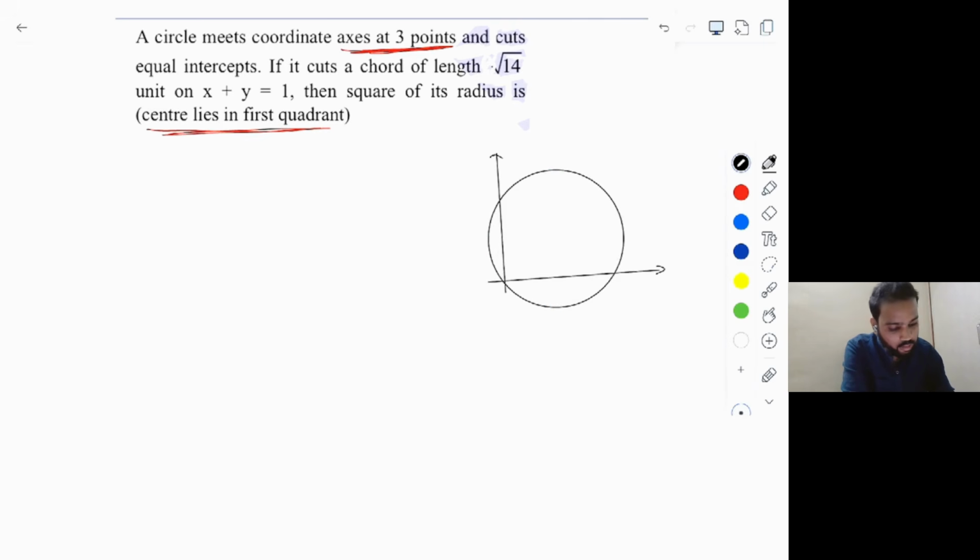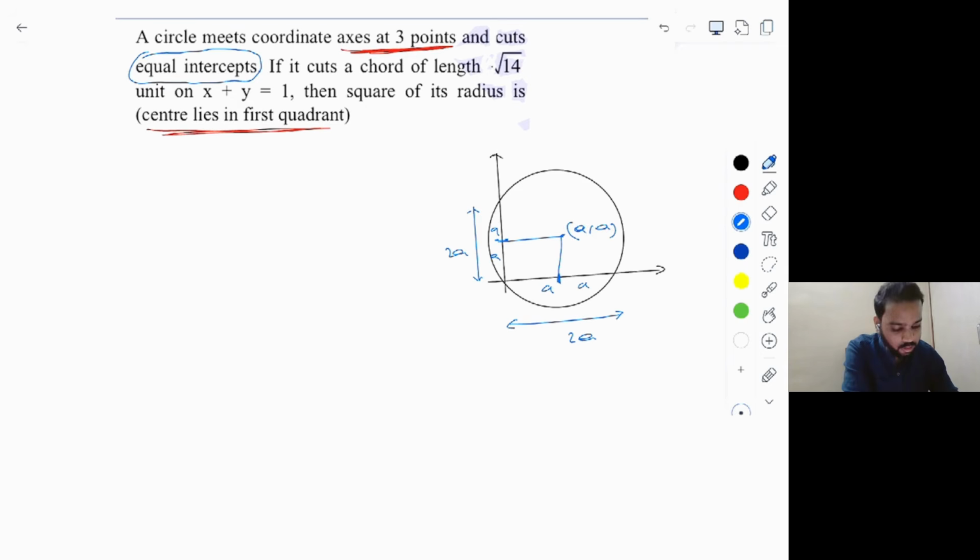Okay, and the most important word in this question here is equal intercepts. A circle meets the coordinate axis at 3 points and cuts equal intercepts, which means the x-intercept of this circle and also the y-intercept of this circle both are same. So let me take it as some 2a comma 2a. Now very clearly, this is a chord of length 2a. So exactly half of them will be a comma a. Similarly here also half of them will be a comma a. So clearly the center of this one is going to be a comma a here.